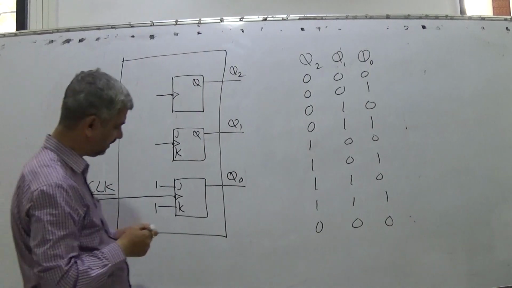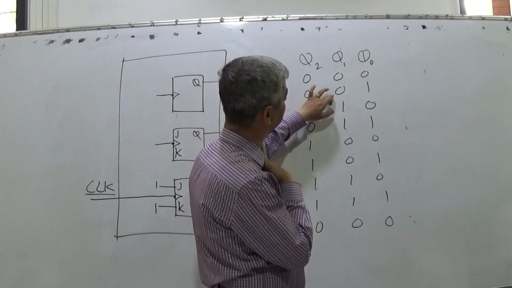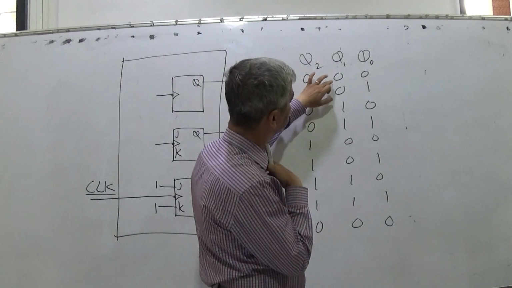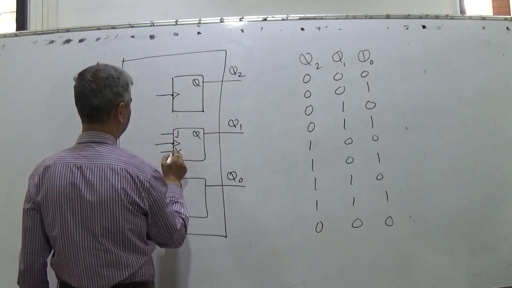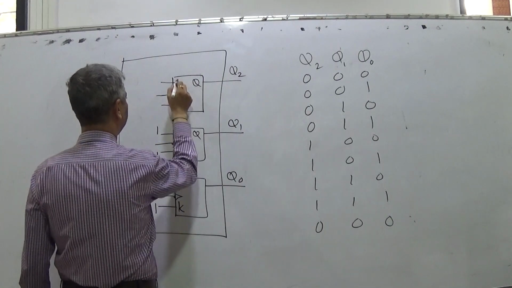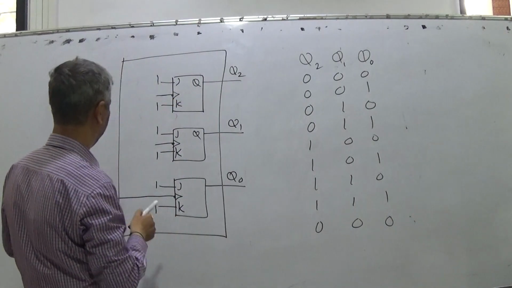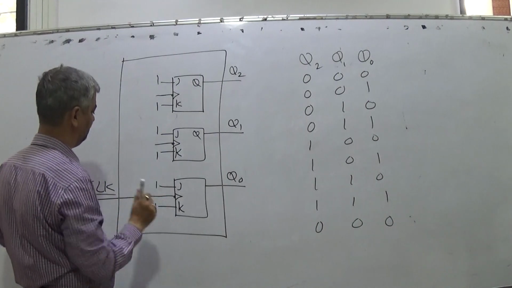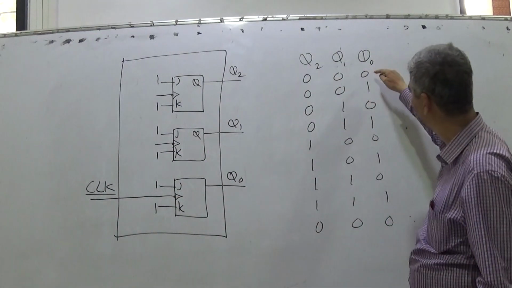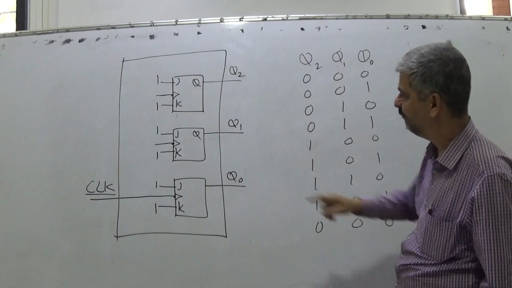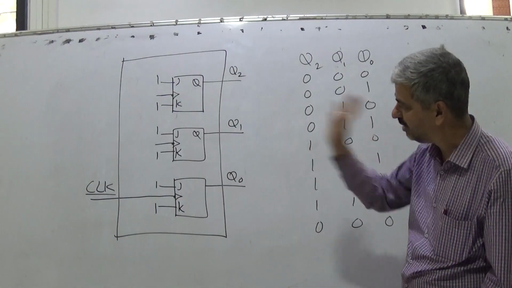Now I find that all are toggling. So what I do is I keep this as 1 and I keep this also as 1. So what will happen now? Each flip-flop will toggle when the clock comes. So this one I want to always toggle, so I connect the clock directly. When should this toggle? It should toggle when the clock comes.